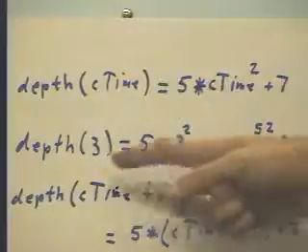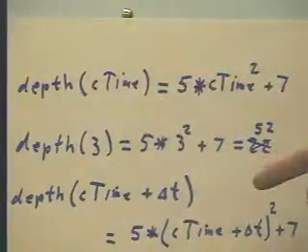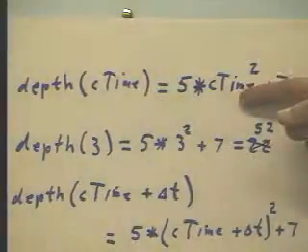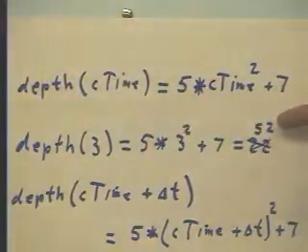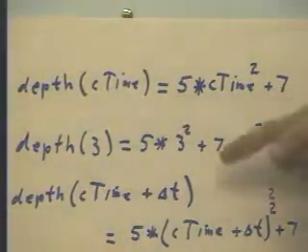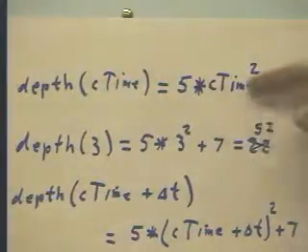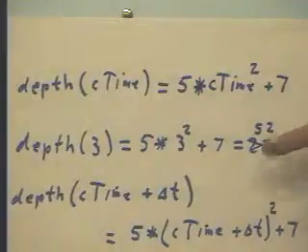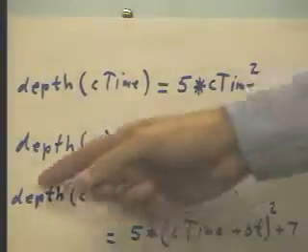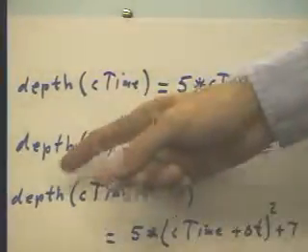Depth of 3 means we substituted 3 for clock time. So we're going to substitute 3 for clock time. We're going to get 5 times 3 squared plus 7 equals 52. When I first wrote this out, I apologize for the cross out. I just had plain old clock time. It wasn't squared, and I changed the example and had to cross that out. I apologize. Okay, let's look at this expression.